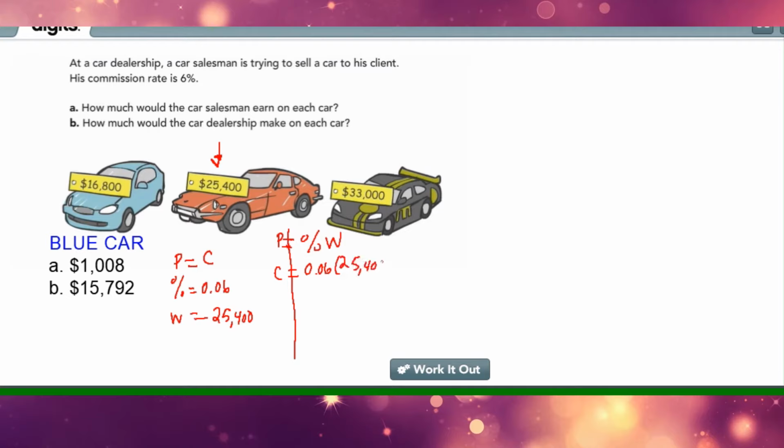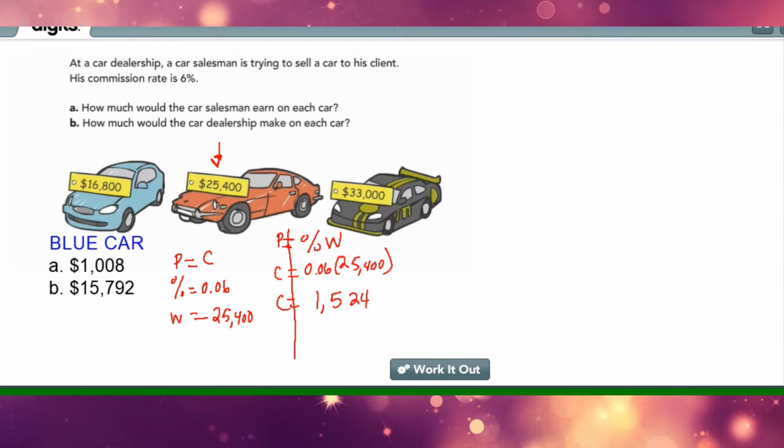The variable is already isolated, so I don't need to move anything. All I have to do is multiply the 6% and the 25,400. And when I multiply that, I get $1,524. The 1,524, remember, that represents the commission.